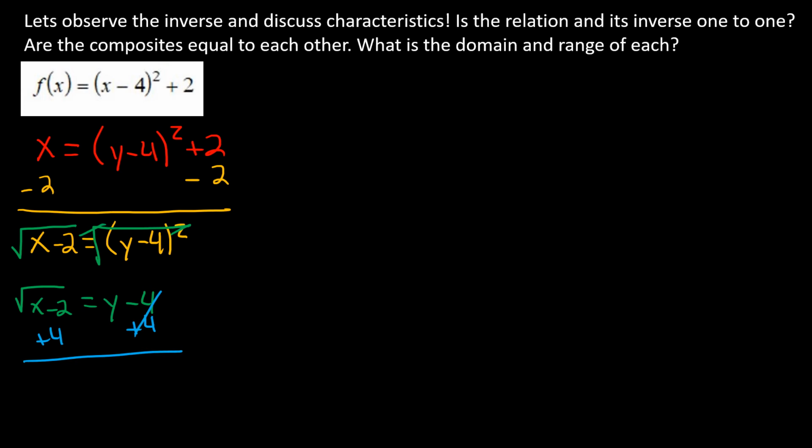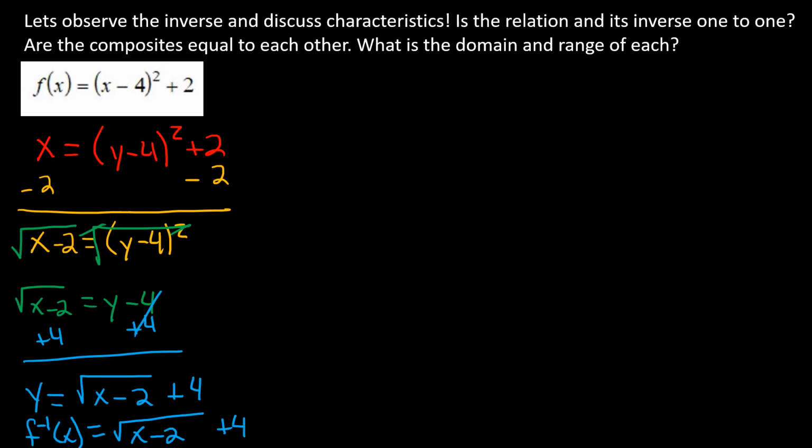And we end up getting, I'm just going to rewrite it here as y equals the square root of x minus 2 plus 4. And we really should be writing this as f inverse of x equals the square root of x minus 2, and then outside plus 4.